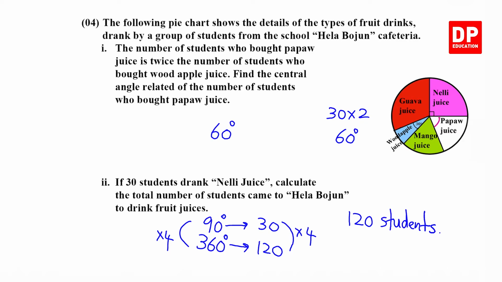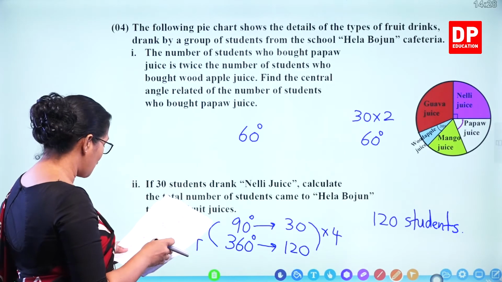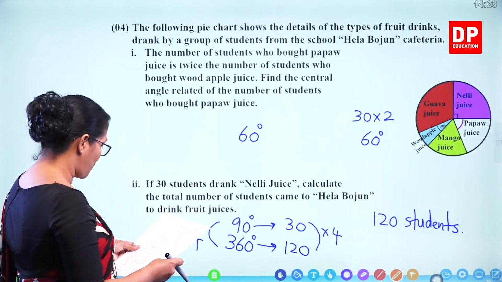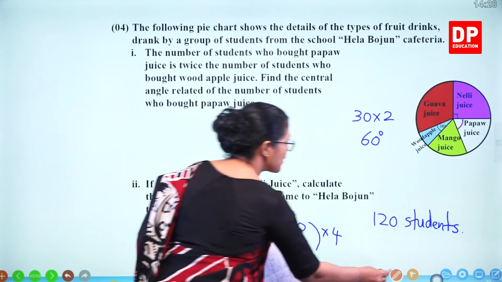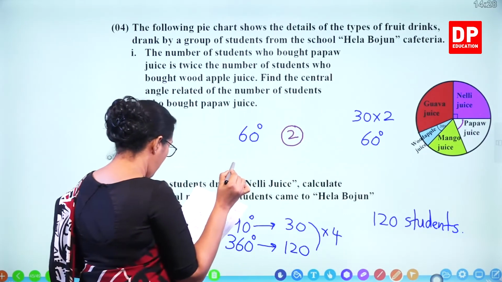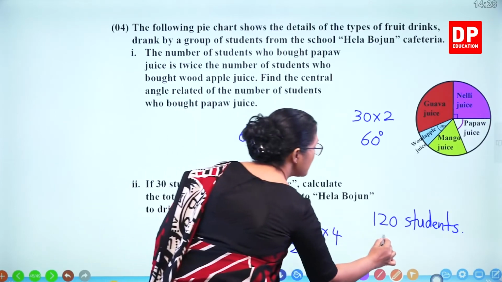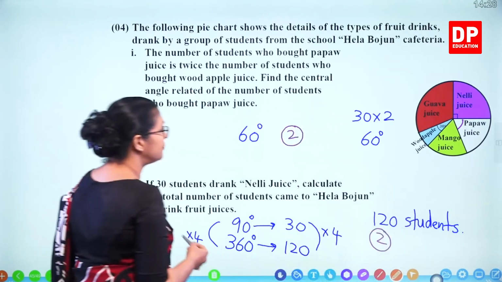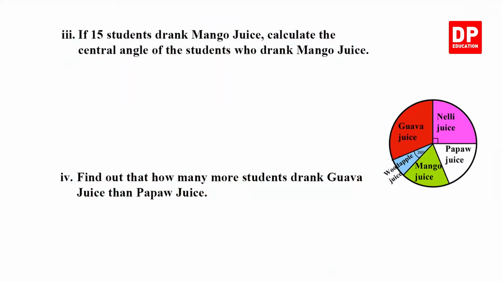120 students. So how many marks for these two steps? 2 marks for the first part and 2 marks for this, so 4 marks. Now we'll take the next one.